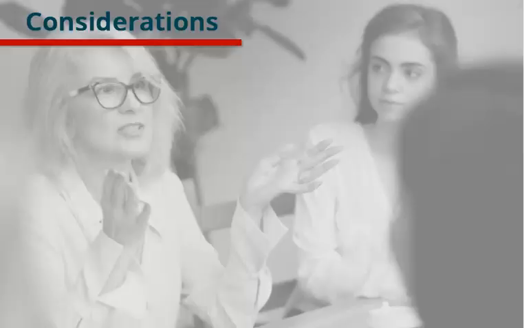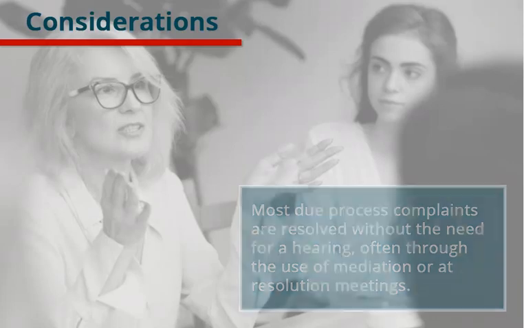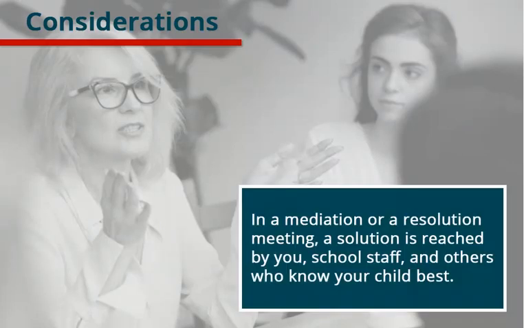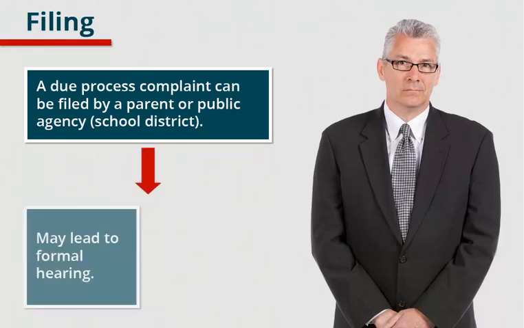It is also important to know that most due process complaints are resolved without the need for a hearing, often through the use of mediation or at resolution meetings. In a mediation or a resolution meeting, a solution is reached by you, school staff, and others who know your child best. A due process complaint may be filed by a parent or public agency, such as your child's school district. This starts a process that may lead to a formal hearing where a hearing officer decides the outcome.